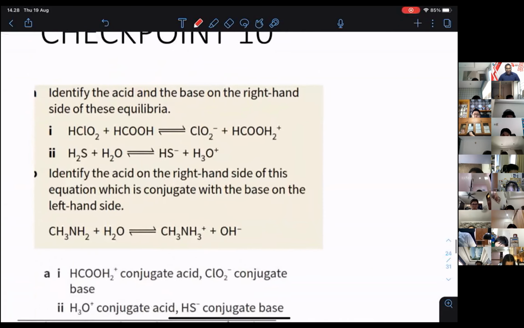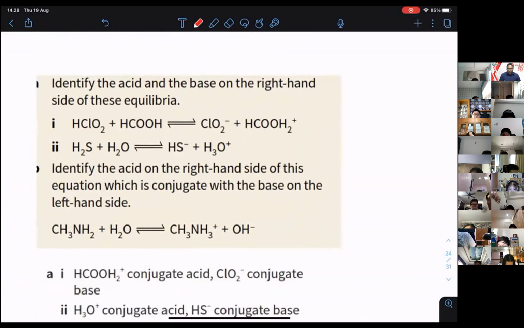So if you look over here, identify acid and base on the right hand. On the right hand, you see which one is going to be acid and base. Only one H, and then the H is gone. So here, what happened? They are receiving the H from here. Okay, so this is going to be acid. This is going to be base, receiving.